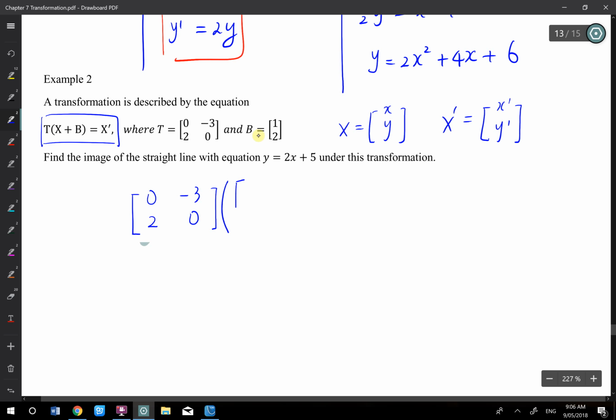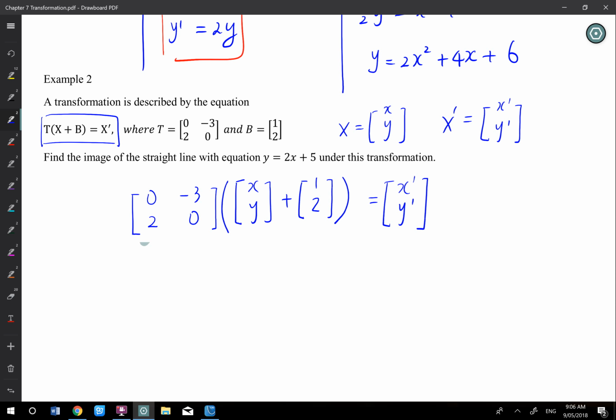And then we have x. So it's (x, y) plus b, where b is (1, 2). Remember the bracket. A lot of you forget about the bracket. And that equals (x dash, y dash). So the new point equals, can you see here, there's a translation to the right by 1 and up by 2 units first. That happened first because it has the bracket.